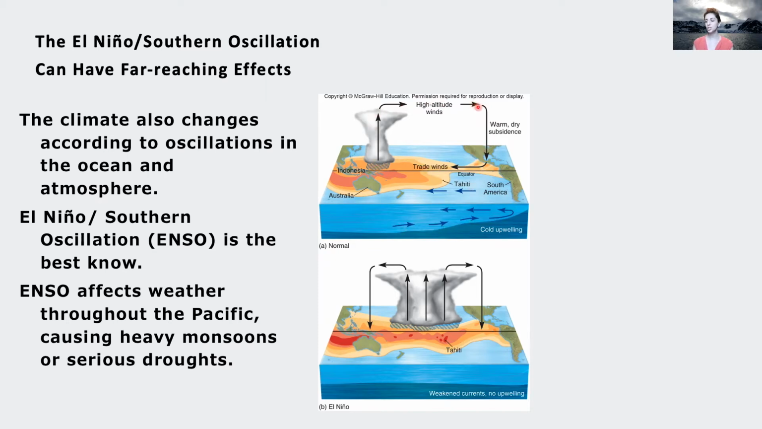But during an ENSO event, we have weakened currents and no upwelling is occurring. So that's why, particularly right around the equator, we have this massive low pressure system that is bringing in all of these heavy rains, and monsoons will be incurred, but it can also cause serious droughts in places of high pressure.